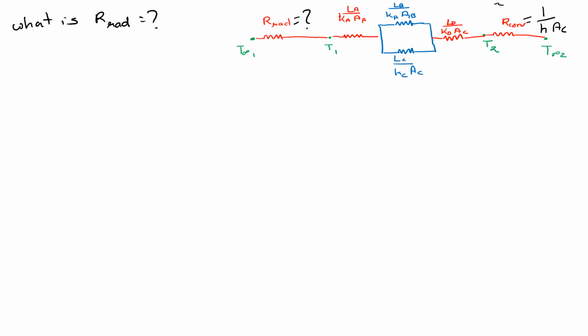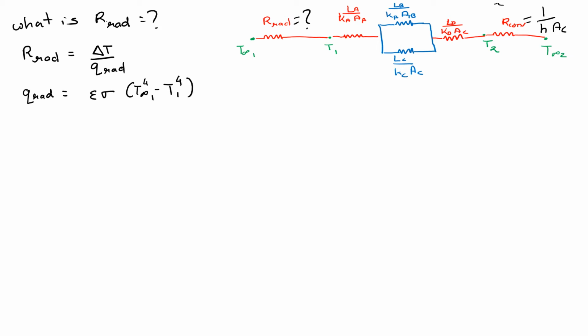So let's derive a formula for it. By Ohm's law, R rad will be delta T upon Q rad. Our Q radiation will be epsilon into sigma into T infinity to the power 4 minus T1 to the power 4, right?